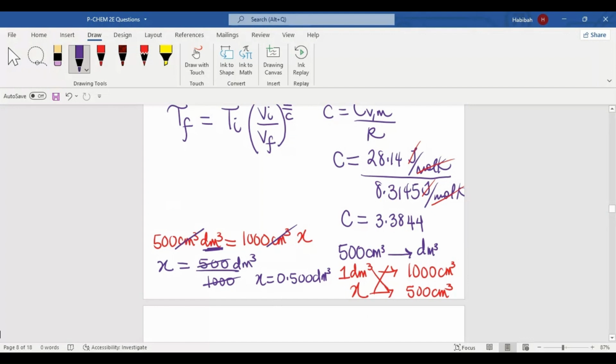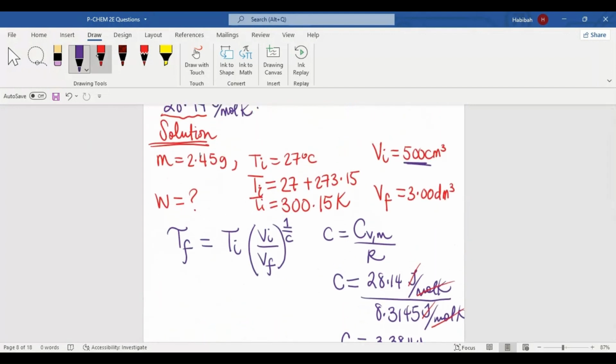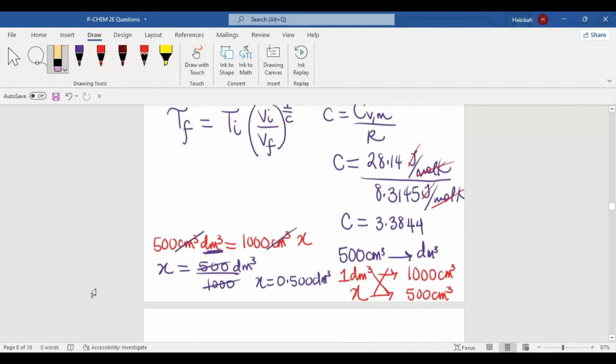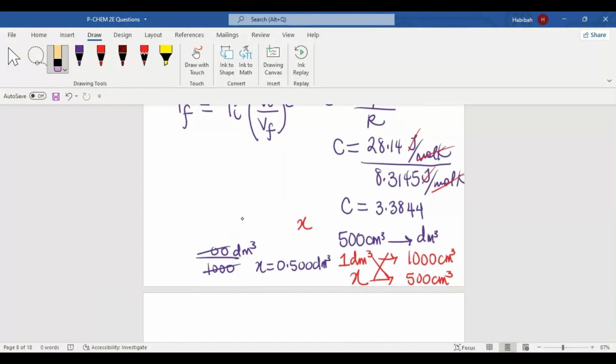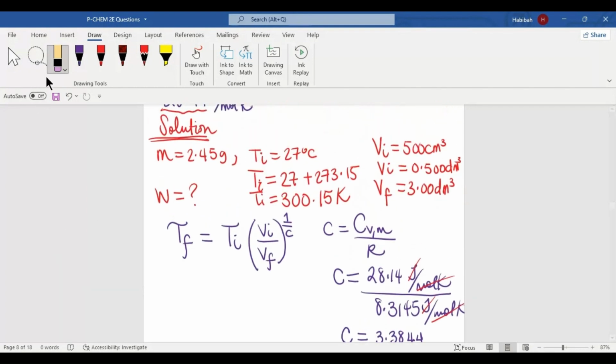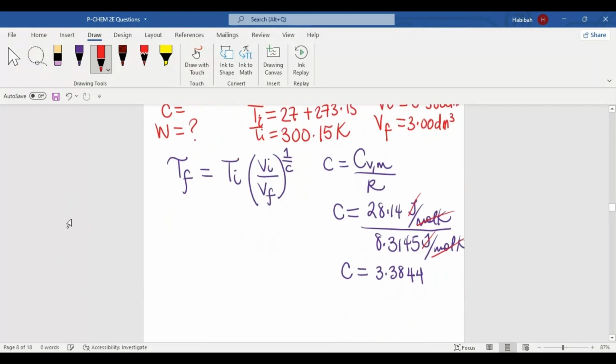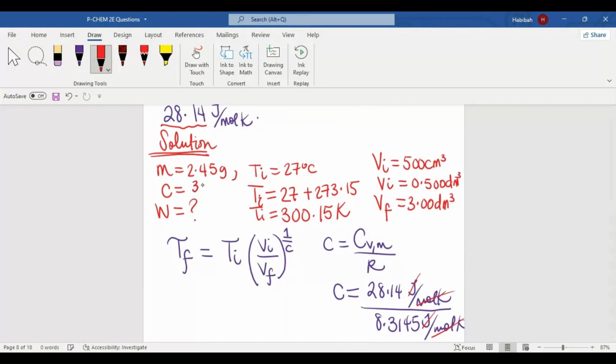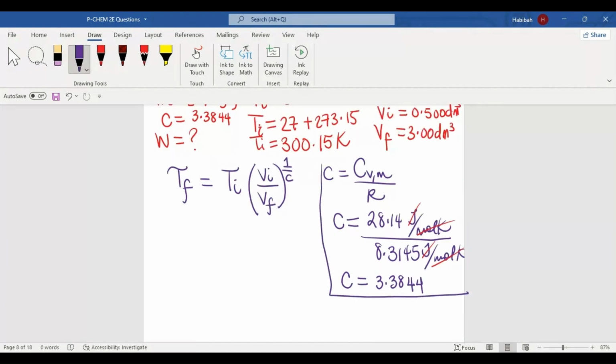So let's go up and write the proper V initial that we're going to be using in this question. It's going to be 0.500 decimeter cubed. Let me clean all of this part. We've gotten the value we need. We actually even have the value for C, so I can just write C up top here. C is actually 3.3844. So I'm just going to substitute on this part.